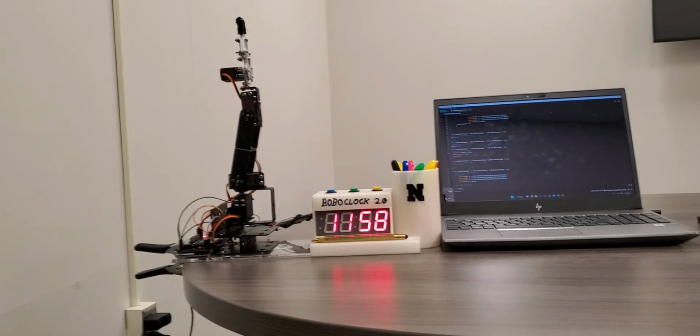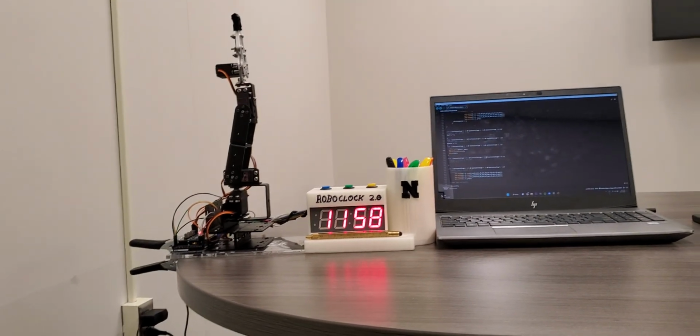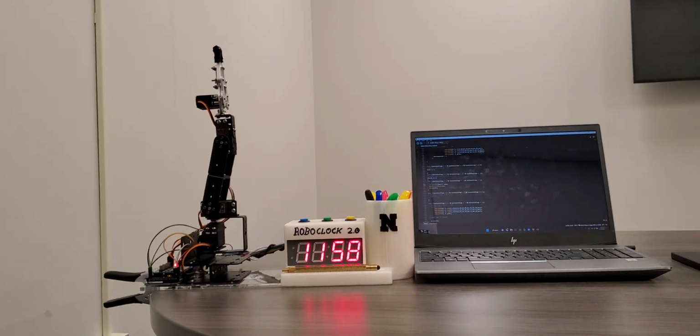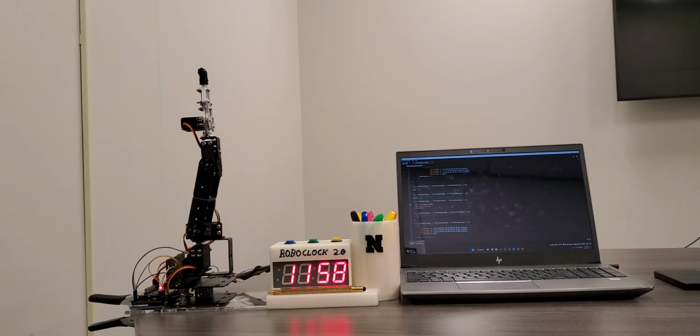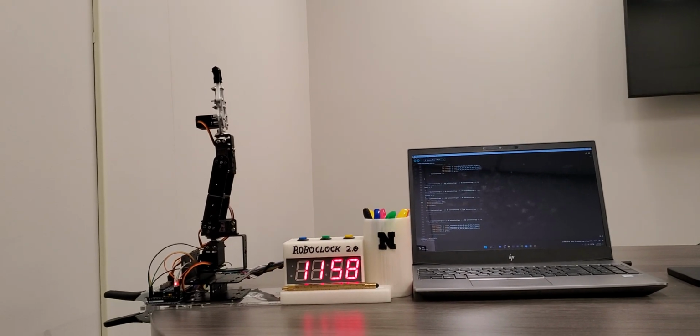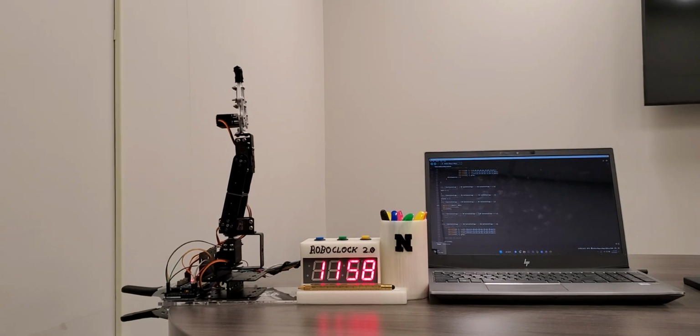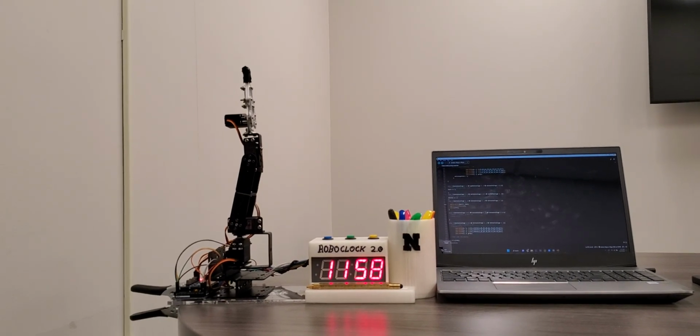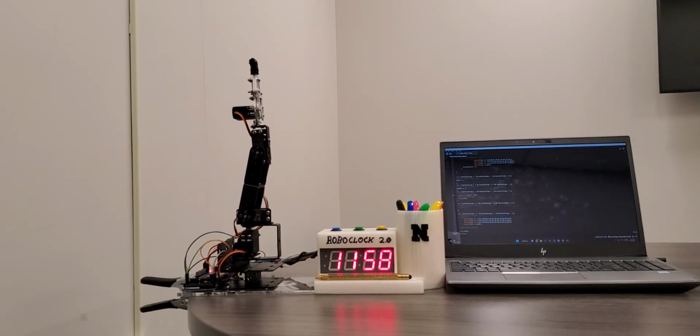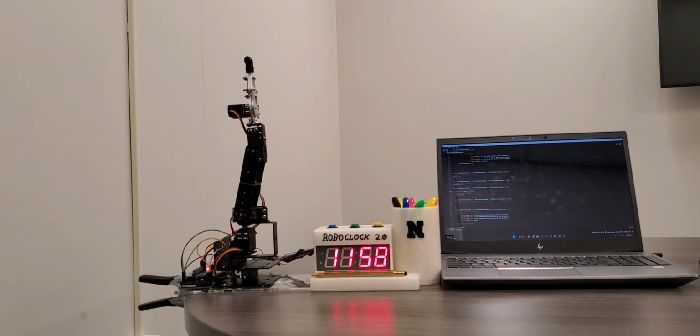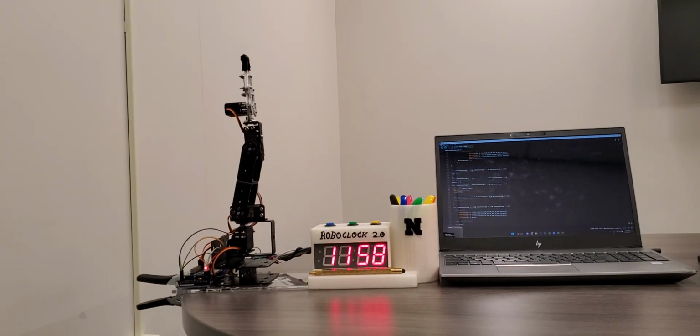In order for the arm to press the hour and minute buttons, their XYZ distances were measured from the base frame. So using those coordinates, we were able to find the joint angles needed for these motions using inverse kinematics. Then the trajectory was generated using trapezoidal velocity interpolation.